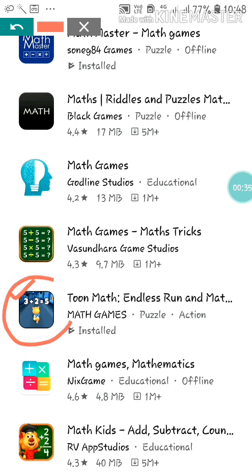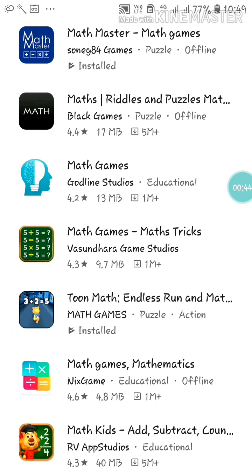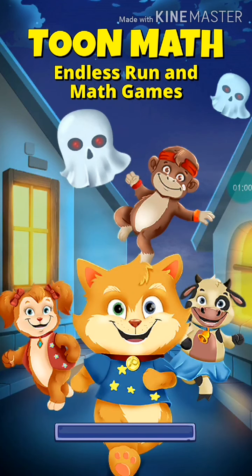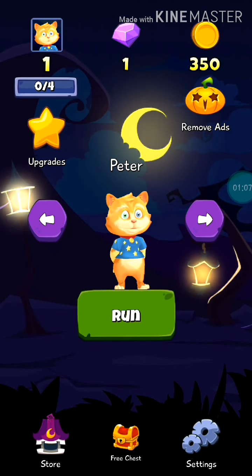You can see the logo here. You have to remember the logo and install this app. As I have already installed this, it is already in my mobile, but you have to install it. After installing it, there will be uninstall and open. You have to click on the open option. After you click on the open option, this type of maths game page will open, that is Toon Math.